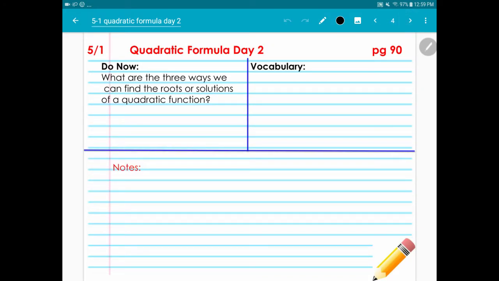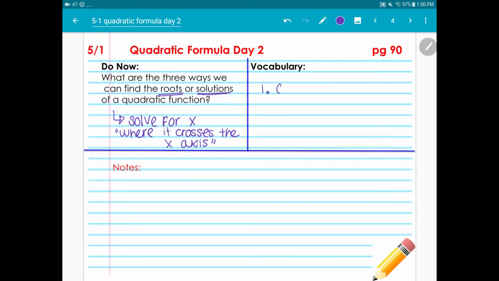So there are 3 ways to find the roots or the solutions of the quadratic equation. Remember, whenever it says roots or solutions, it's all asking you to solve for x, or where it crosses the x-axis.